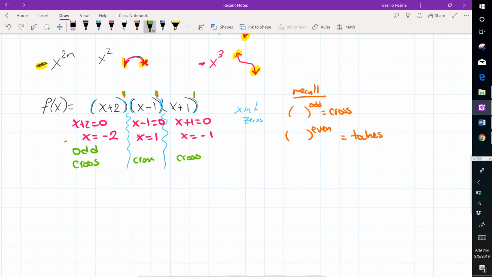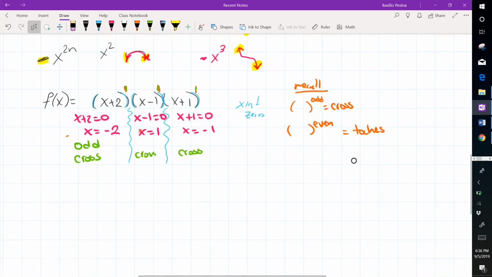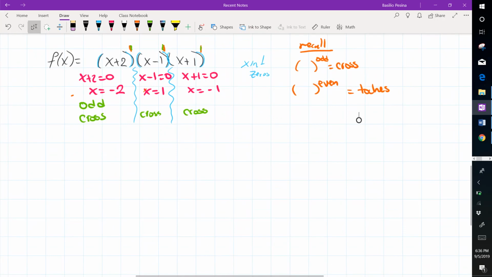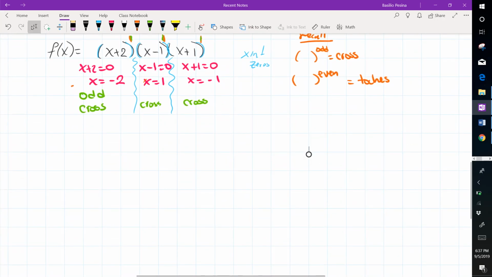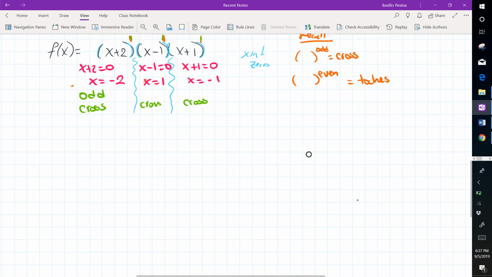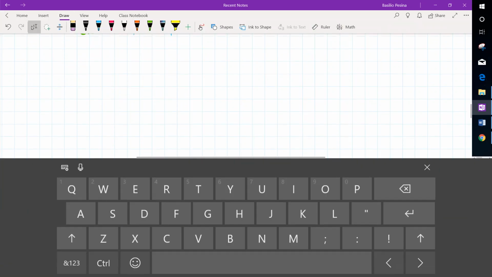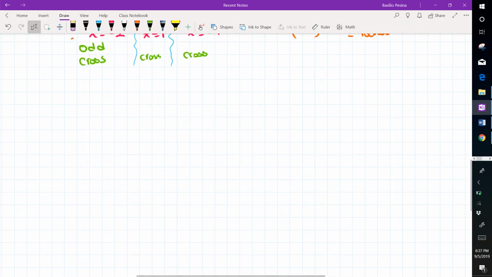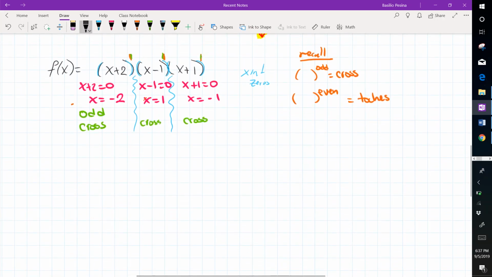Okay, so real quick. If there would have been even exponents, we would have been touching at that axis. So let me draw myself a quick little grid. Tiny one, I guess. Okay, so I'm going to draw my x-axis, something like this, and a little y-axis, something like this.